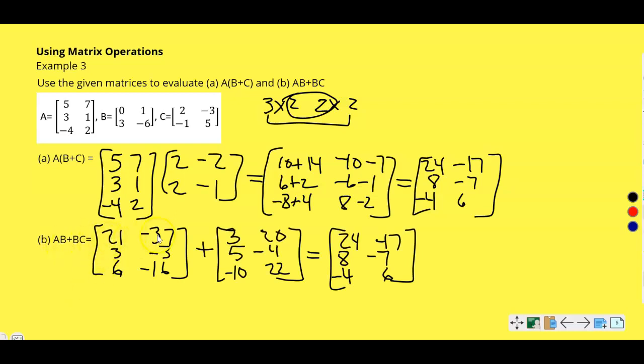So A times B produces this matrix here. B times C produces this matrix here. And then if I do AB plus BC, I get this matrix, 24, negative 17, 8, negative 7, negative 4, 6. Hopefully you realize that is the same thing here. So in this case, we added BC first and then multiplied by A. This time we multiplied A times matrix B and we multiplied B times matrix C, and that gave us the same answer.